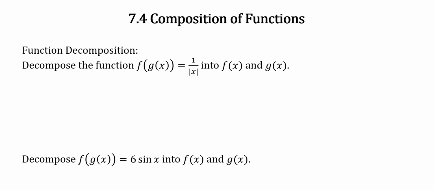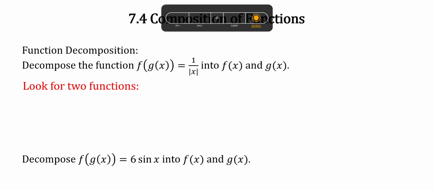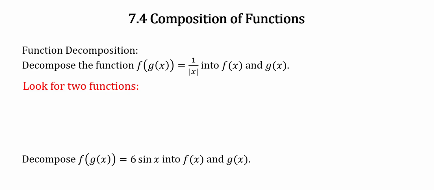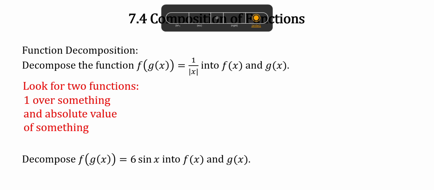Okay, one more thing, decomposition of functions. So what we're looking for here, we have f of g of x is 1 over the absolute value of x. And we want to know what is f of x and what is g of x. So we got an inside function to an outside. So you look for two functions. And what I see here is 1 over something and the absolute value of something.